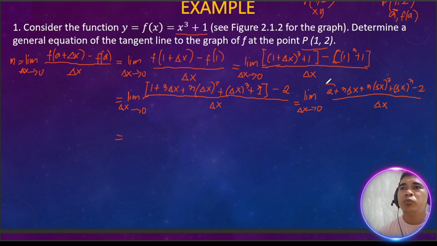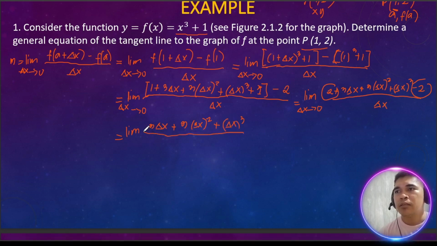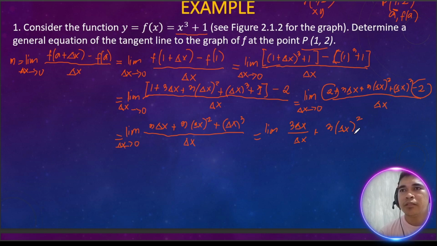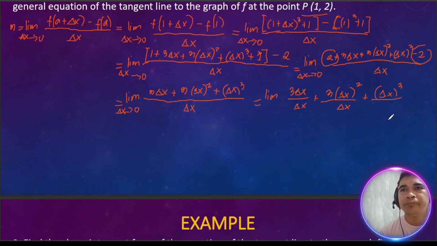Okay, next, we have 2 and negative 2. So that is 0. So what remains is the limit of 3 delta x plus 3 times the square of delta x plus the cube of delta x, all over delta x, as delta x approaches 0. Okay, next. Before finding the limit, you can divide this trinomial here by the monomial, and then we can get a better, simplified result. So this is a basic skill in algebra: dividing a polynomial by a monomial.